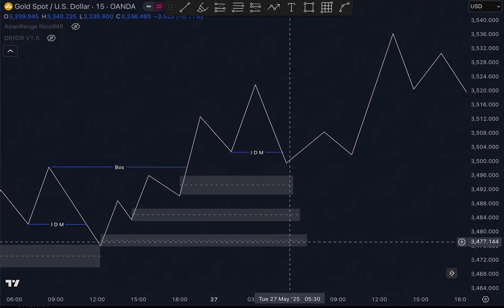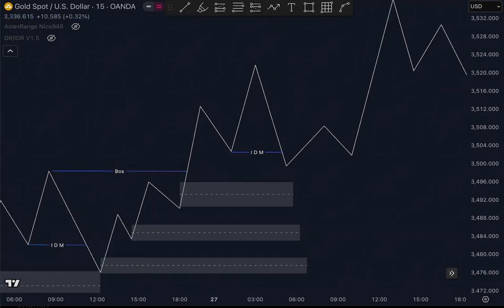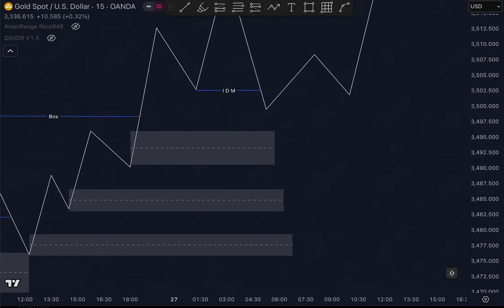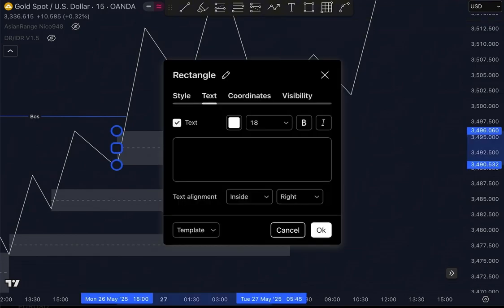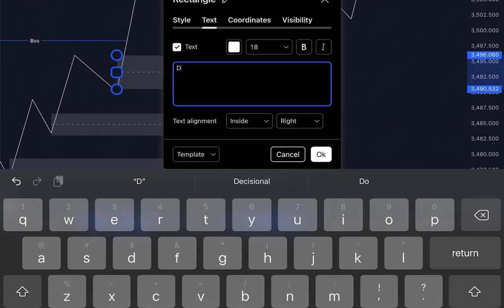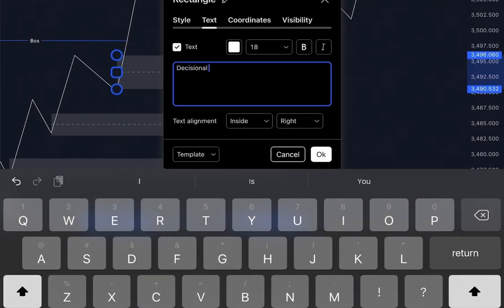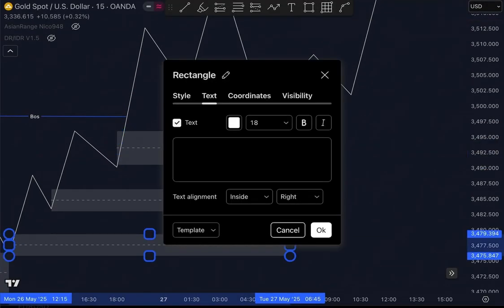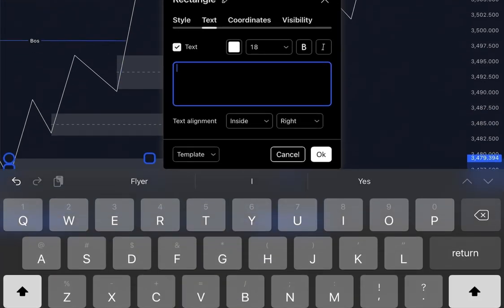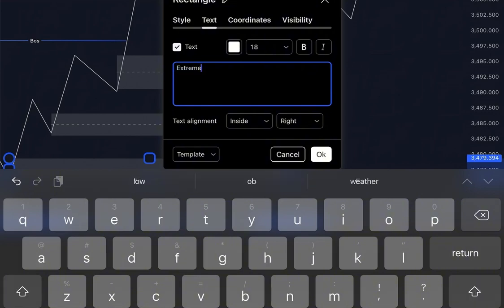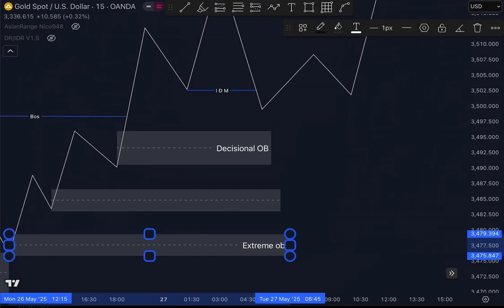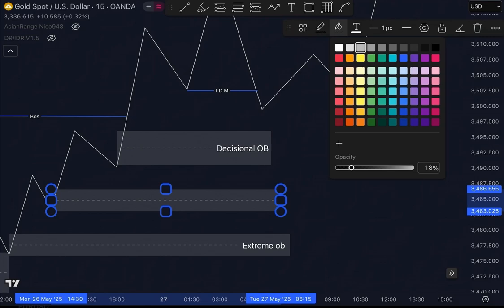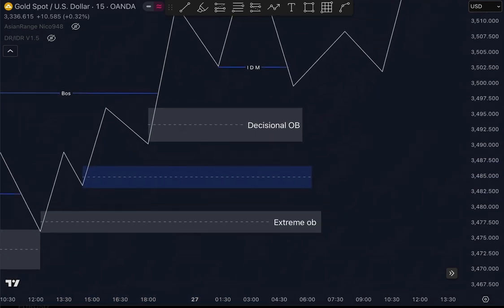And this extreme order block, I'm going to explain. The only other blocks that are going to work are your decisional OB or your extreme OB. Those are the only other blocks that are going to work. Extreme OB. This is a trap. They change the color. This is a trap.